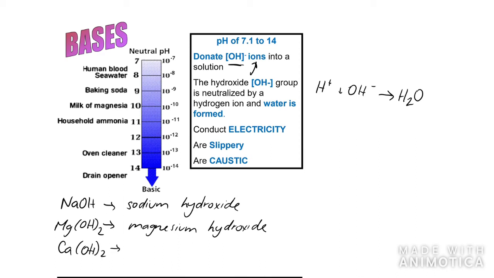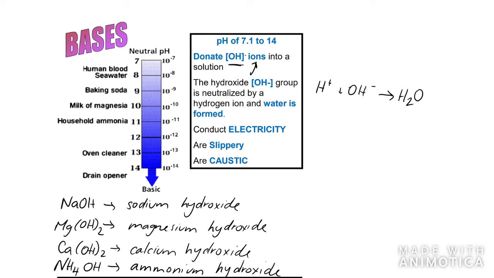Ca(OH)2, calcium hydroxide. So as you see, all we're doing is naming the metal and then putting hydroxide at the end. Even NH4OH, it's ammonium hydroxide. So the naming conventions for this one, there's nothing special to remember. You just have to name it just as we were doing before.